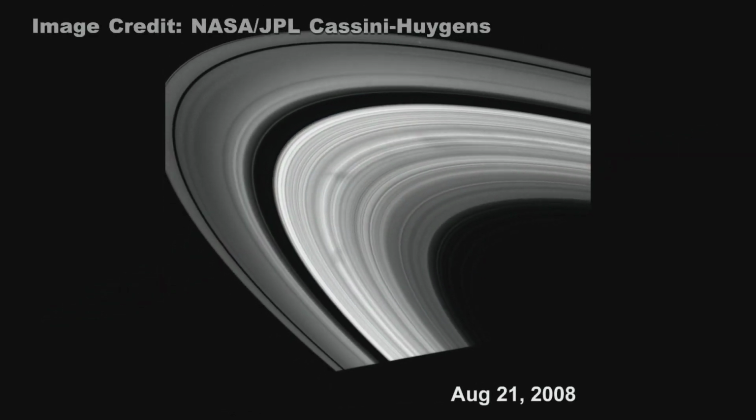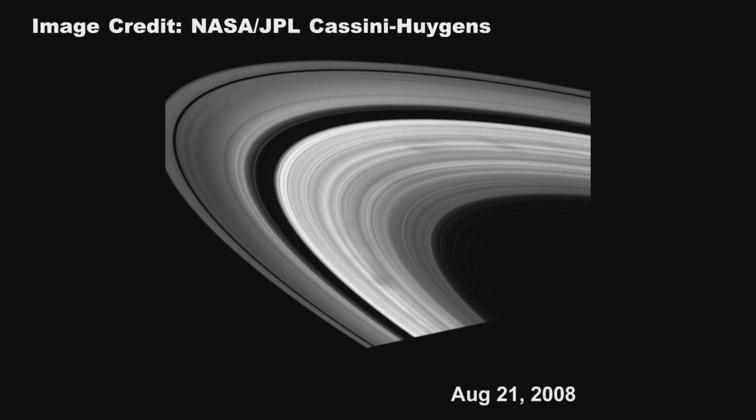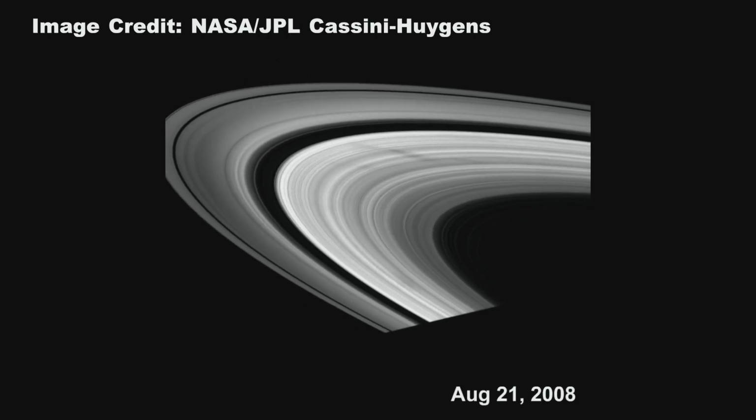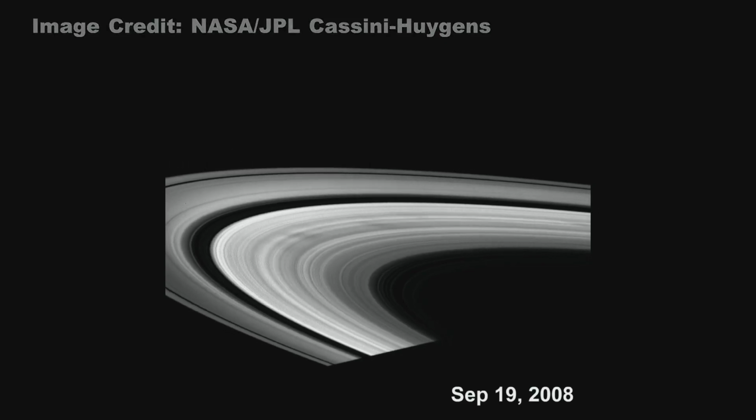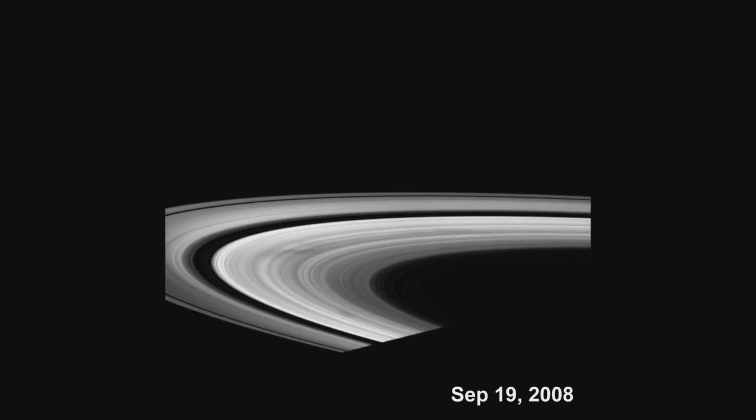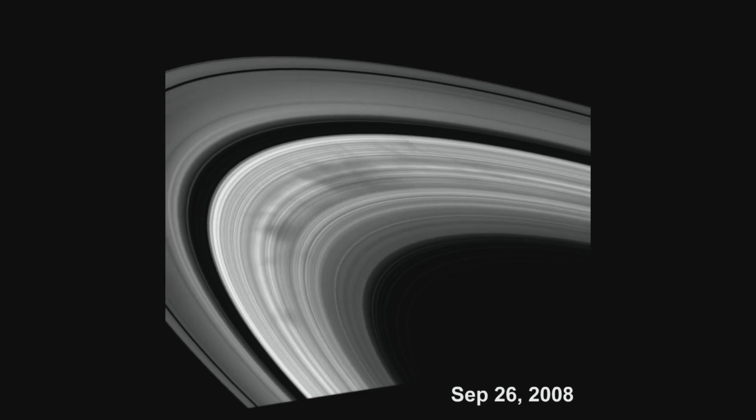The spokes that appear in the rings of Saturn have long been a mystery. But when you apply what we learned in the vacuum chamber experiments, the cause of these spokes becomes very clear. Notice that these spokes are at a tangent to the surface of Saturn.